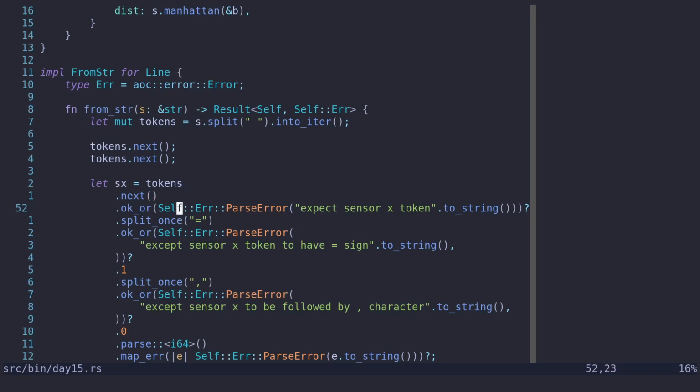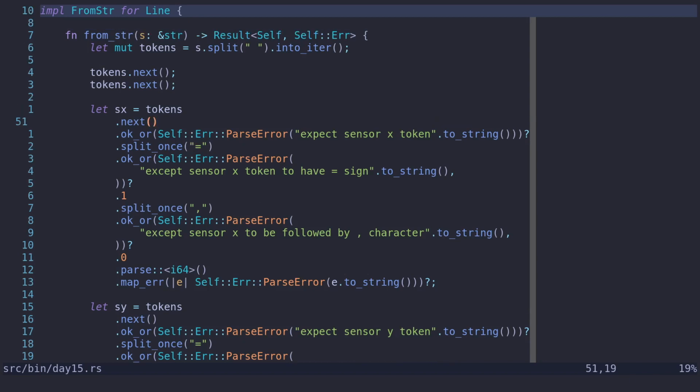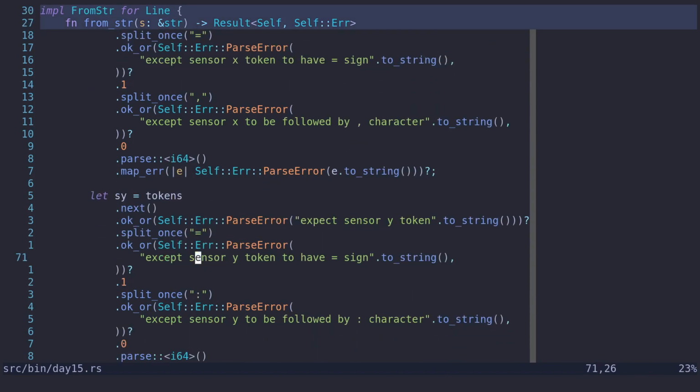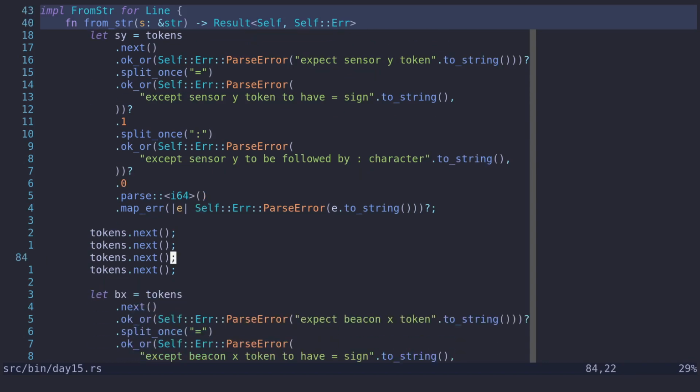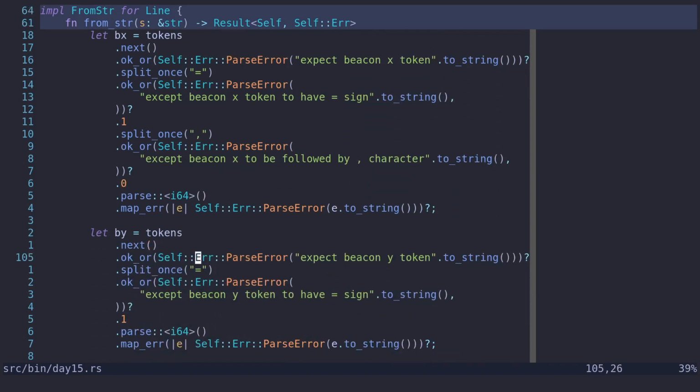So yeah, I guess it's a lot of error handling, but we first split by equal sign because each token is something like x equals to a number, so we want the right hand side, and we get it with dot 1. Then we have to remove the comma or the colon at the end of the token, and we can do that using split once. I guess we can use some slicing or something, and then we get the number, we parse it, and I guess it should work. Then we do the same for the sensor y position, then we skip some more tokens, then we get the beacon x position and the beacon y position.